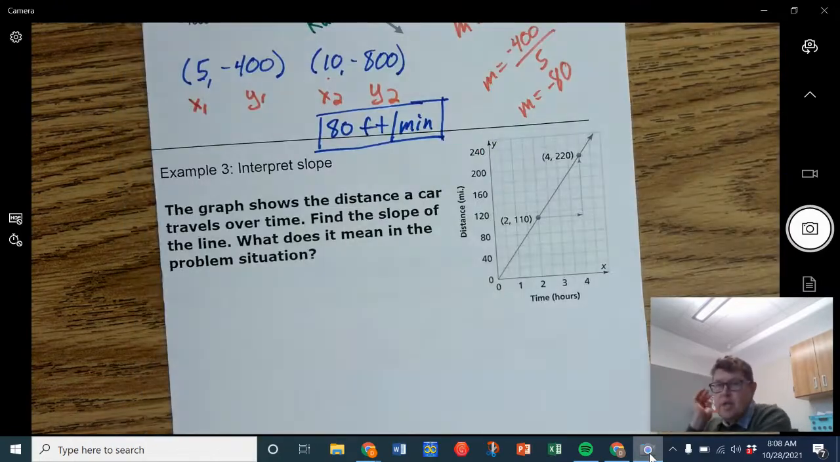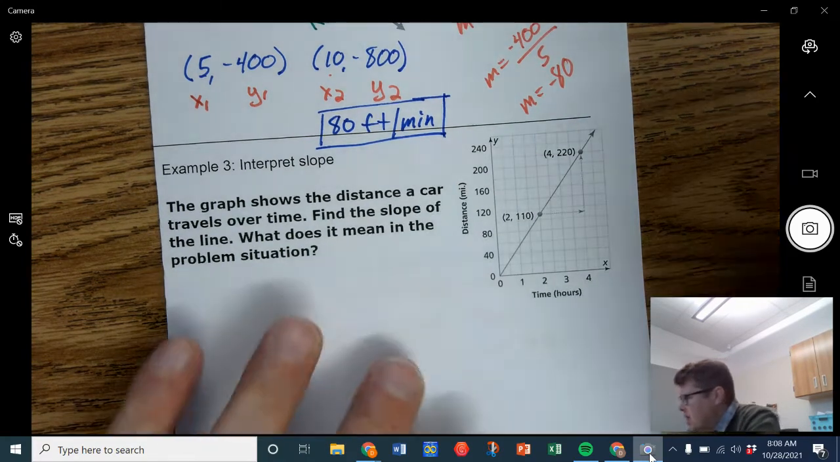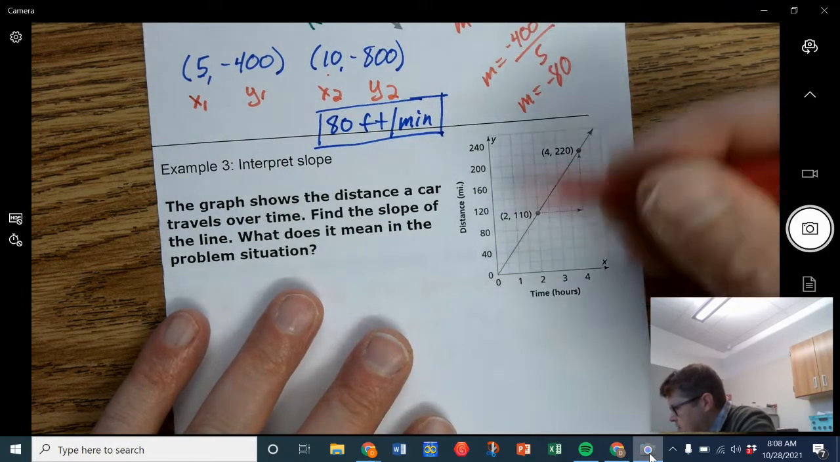Okay, so let's see, the graph shows the distance the car travels over time. Find the slope of the line. What does it mean in the problem situation? Gosh, that's a terrible way to word things. Okay, so we have hours versus distance.